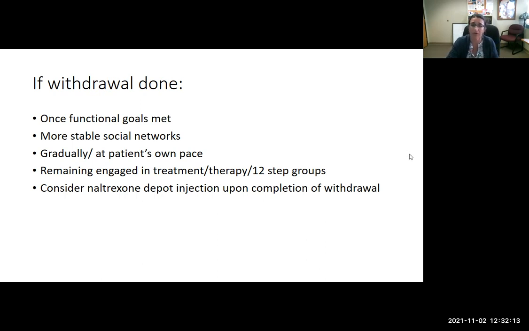And then it's really important to follow the patient's pace with it and to encourage them to remain engaged in treatment and therapy even after going through a taper. And then you could consider the naloxone injection after completing the withdrawal period and being off of the buprenorphine altogether.